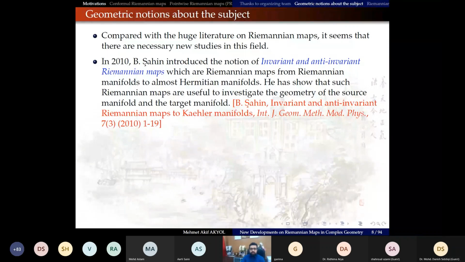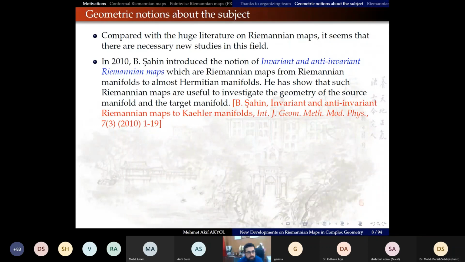In 2010, Professor Sahin introduced the notion of invariant and anti-invariant Riemannian maps, which are Riemannian maps from Riemannian manifolds to almost Hermitian manifolds. I would like to give a brief introduction for this. Actually, Watson defined the notion of almost Hermitian submersions between two almost Hermitian manifolds. And after that, in submanifold theory, there are many different kinds of submanifolds, like invariant, anti-invariant, semi-invariant, slant.